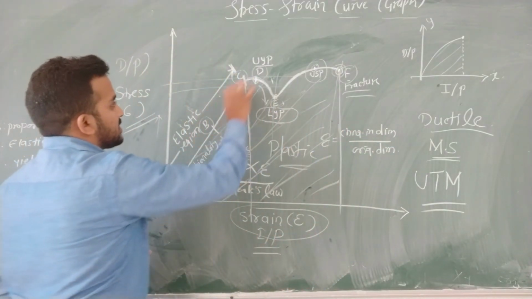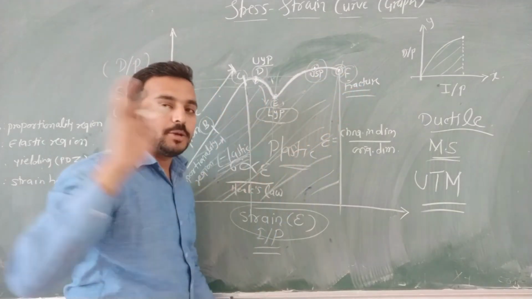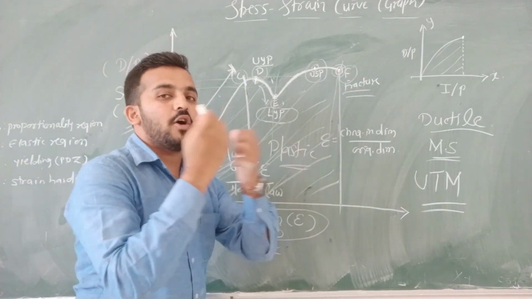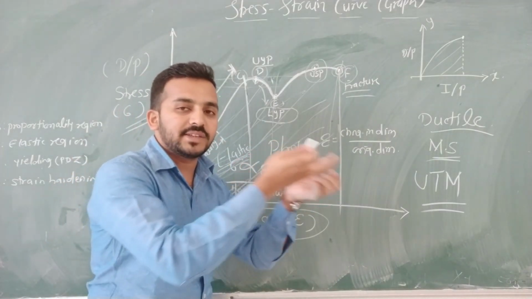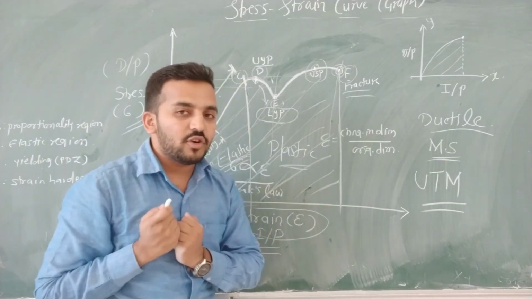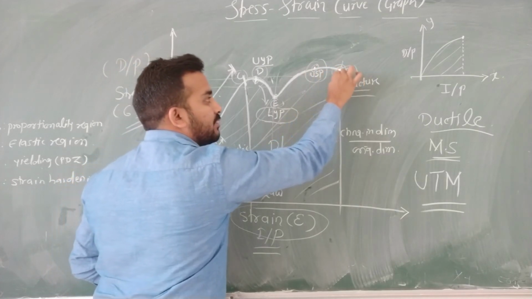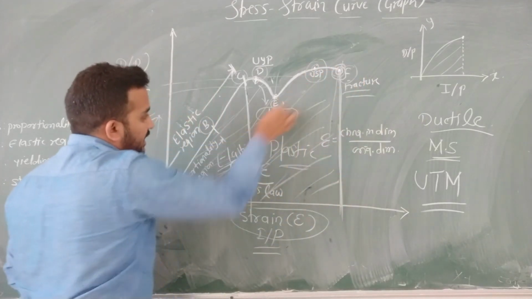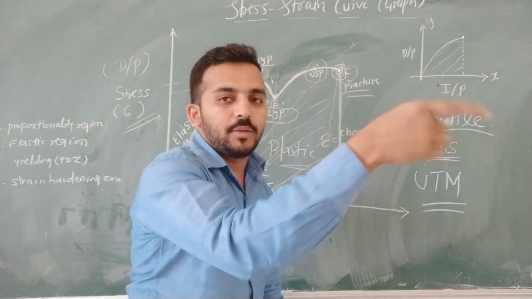Means whatever this entire area is, during this entire period of loading, that mild steel specimen absorbed some amount of energy. You are applying force, and the material is taking that force. Where is that force going? It is consuming that force as energy, and if an excess amount of energy is supplied, it will fail at a point. This entire region represents the toughness of that component.